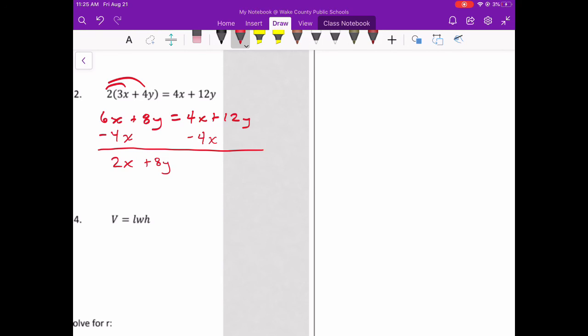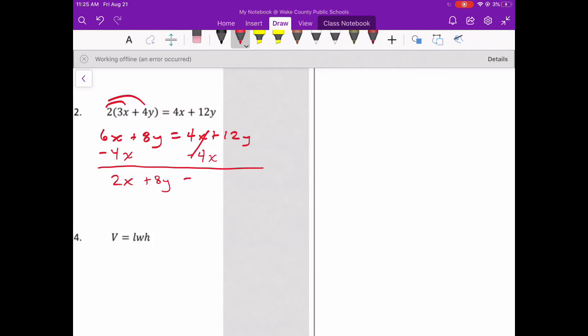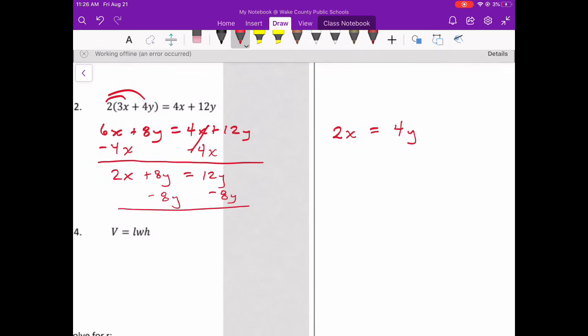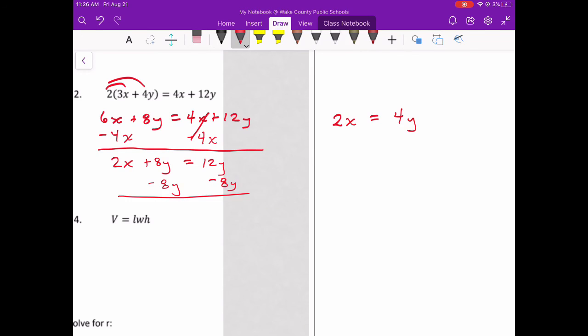We had nothing to change that. These canceled, and I'm left with 12y on the right. Now I want to get the y's together, so I need to unadd, which would be subtract. So I subtract 8y from both sides, and I get 2x is equal to 4y. All right, so I'm almost done. Remember, I'm solving for x, so I've got to get rid of that 2 out front. Well, 2x is 2 times x. What's the inverse of multiplication? Division. Divide both sides by that 2. x is equal to 4 divided by 2, or 2y.